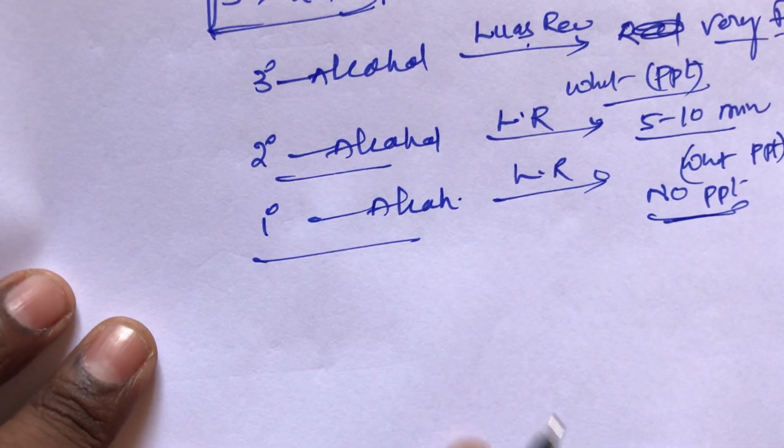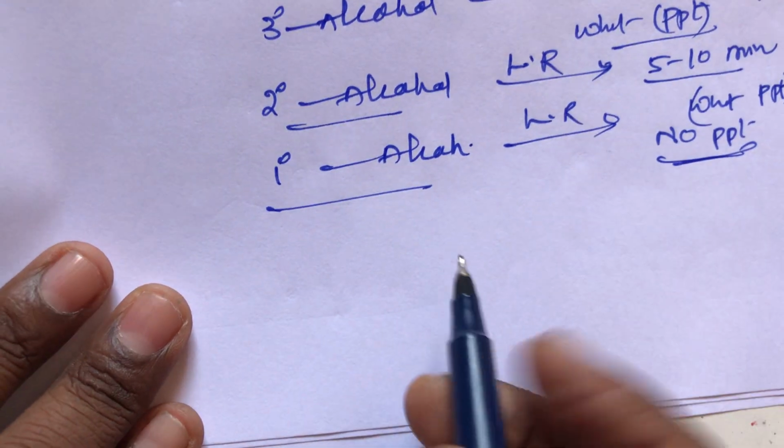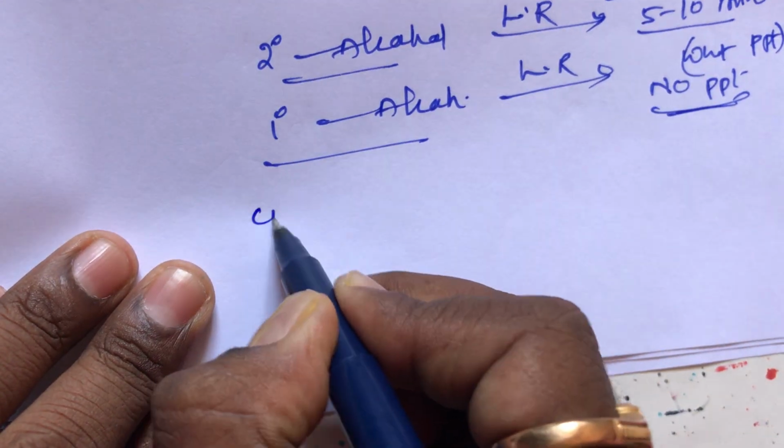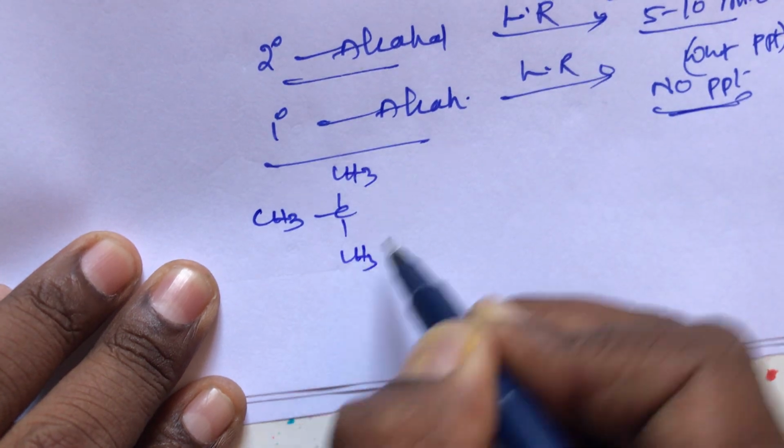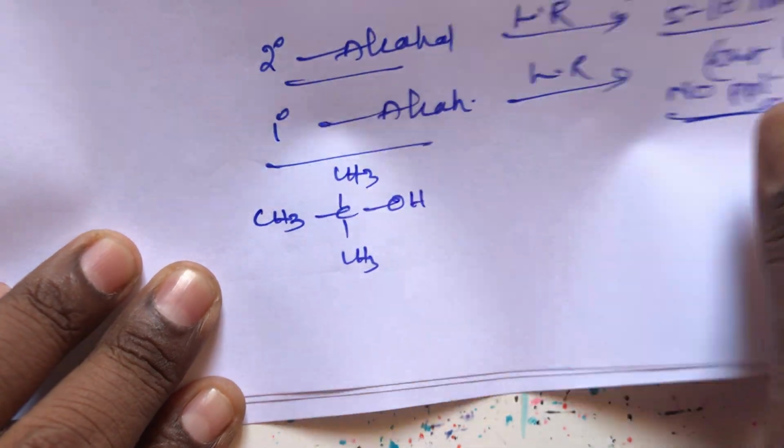One more thing, students, a tertiary alcohol example. Now take the tertiary alcohol (CH3)3C-OH. Sorry, I am writing here.